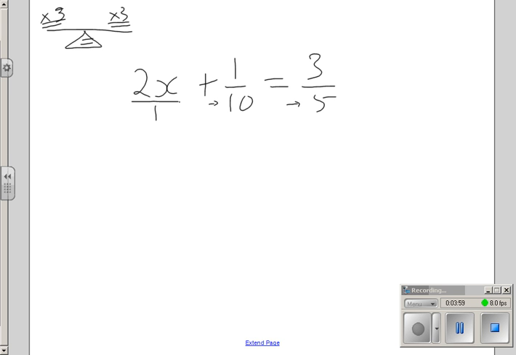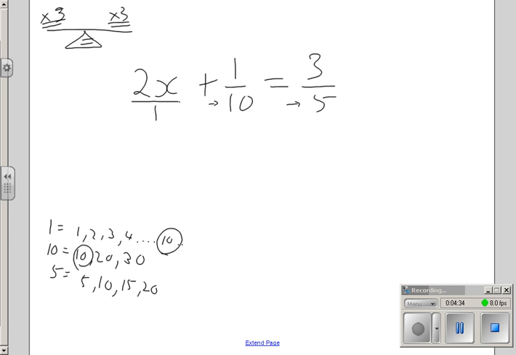So if I multiply both sides by a number that is a multiple of all three denominators, the first multiple they share, then it will work. So I can put 1, 10, and 5. And I'm not going to do 1 because it works with 1, 2, 3. But 10, 20, 30, those are multiples of 10. 5, 10, 15, 20, those are multiples of 5. And 1, 2, 3, 4, and so on up to 10, those are multiples of 1. So the first one they share of all the multiples is 10.